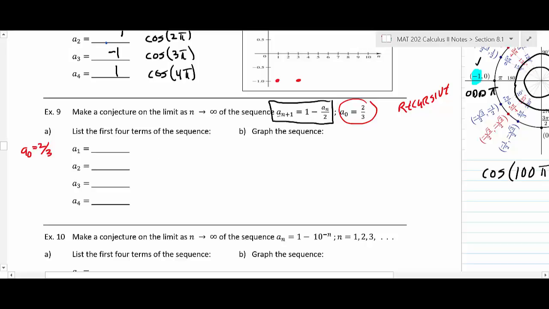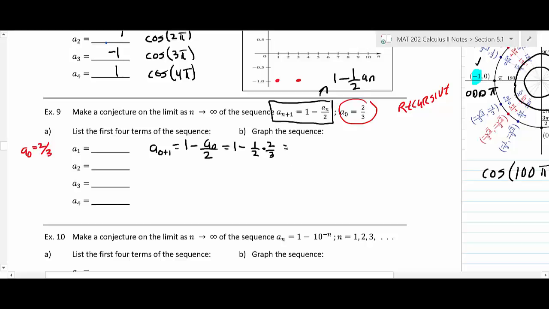So if you're going to A1, you're really doing a sub 0 plus 1, so that would be 1 minus a sub 0 over 2, so you're just doing that. Okay, so when I work this out, and you have to work out a bunch of fractions on this problem, you're doing 1 minus, and since you're dividing by 2, just write that as 1/2 times that 2/3 like that. So this sequence could be thought of as 1 minus 1/2 times a sub n. So it would go like that, okay?